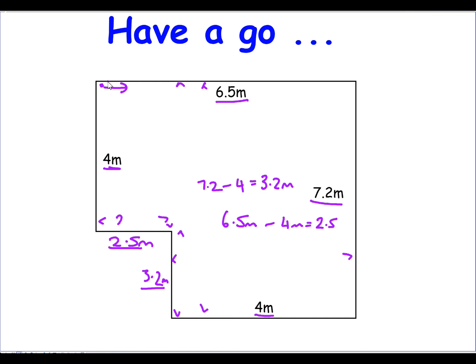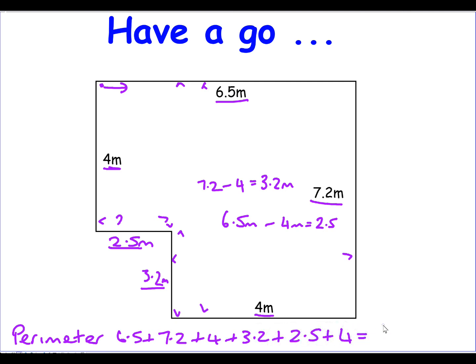So to work out the perimeter, we need to walk around our shape. So 6.5 plus 7.2 plus 4 plus 3.2 plus 2.5 plus 4. And that gives us a perimeter of 27.4 meters. Did you get the correct answer?